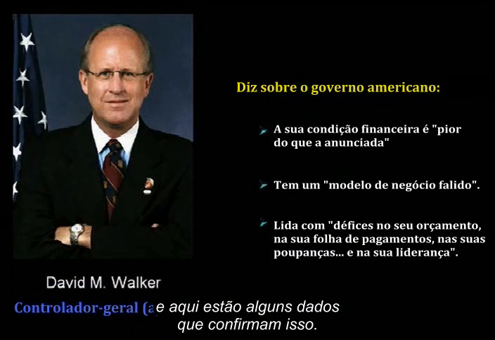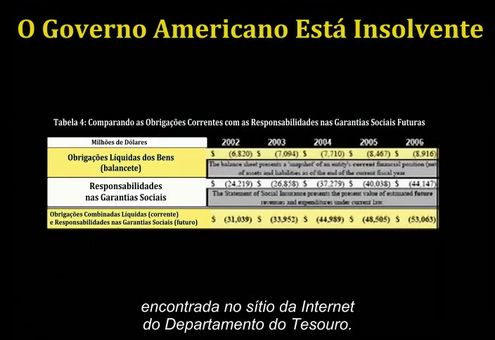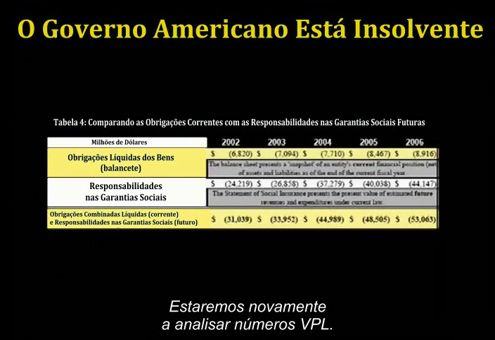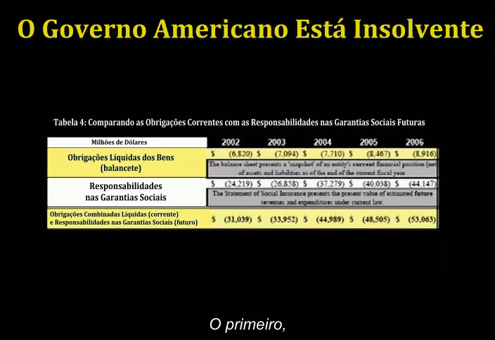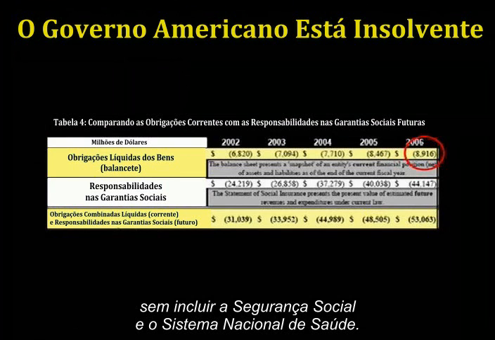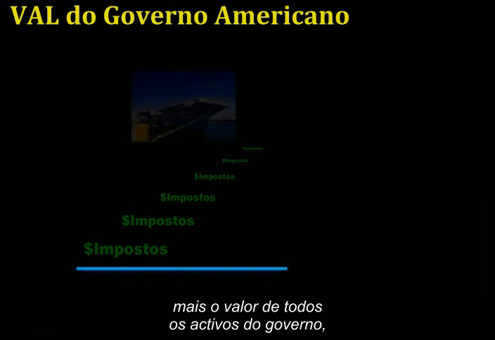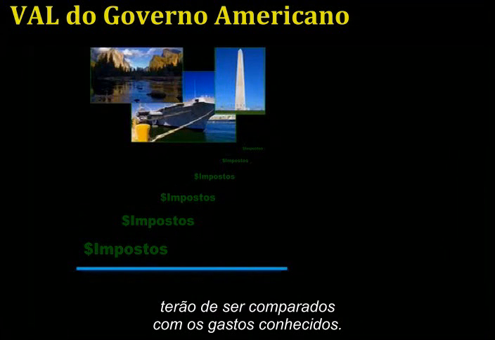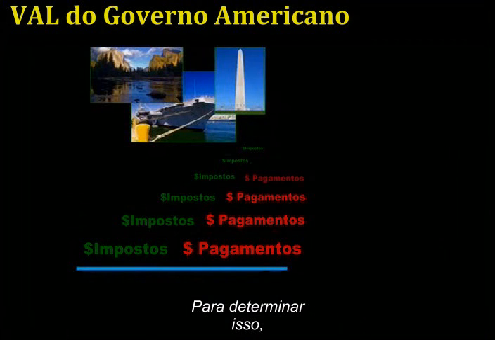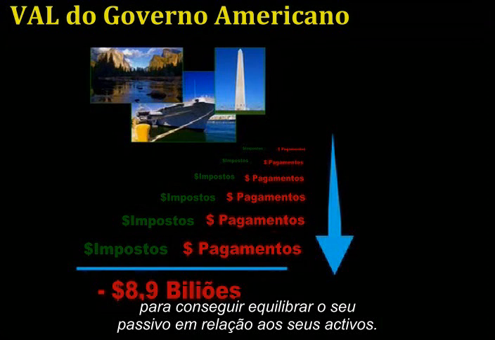And here's some data to support that. This is a table taken right from the U.S. government annual report found on the Treasury Department website. Again, we are going to be looking at NPV numbers. The first is a nearly $9 trillion shortfall representing the total U.S. government net position, without including Social Security and Medicare. Again, this means that all U.S. government cash inflows, plus the value of all government assets, would have to be offset against known outlays to determine that, today, the U.S. government would have to somehow obtain $8.9 trillion to balance its liabilities against its assets.